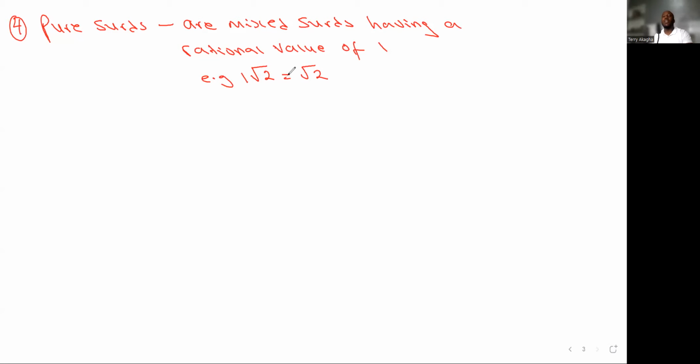Is that okay? Now, this will be a little bit different to number 5, where we talk about compound surds. Compound surds is a little bit interesting. For compound surds, it's an expression where we have a rational number being added or subtracted to a simple surd. So it's an expression which has an addition or subtraction of a rational integer and a simple surd.